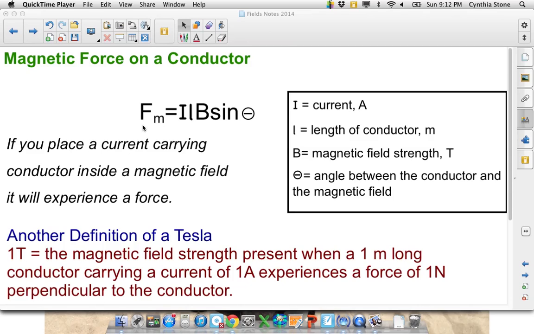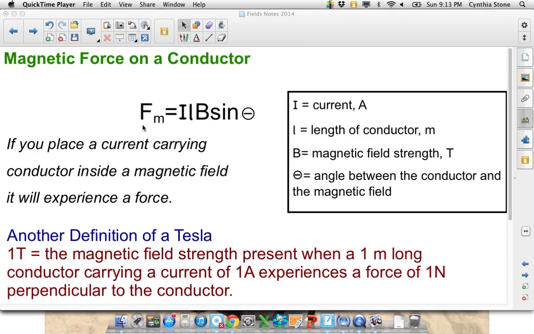Basically it just means exactly what I wrote down. If you place a current carrying conductor inside a magnetic field, it will feel a force. That is the motor principle. It's how motors work. And this is how you figure out the magnitude of that force. And, well, the direction, but we knew that already.